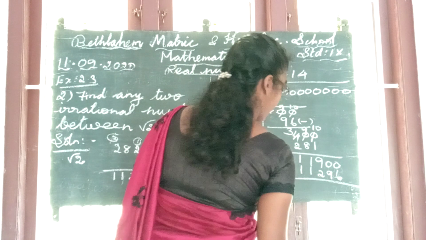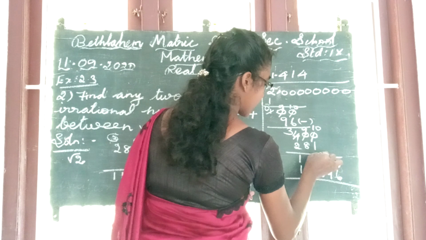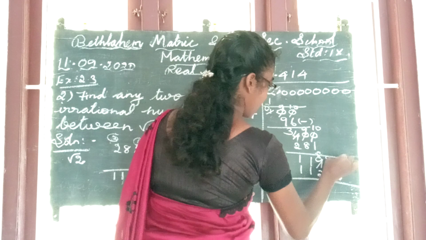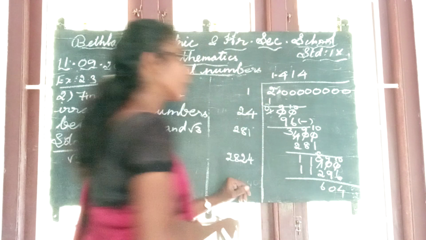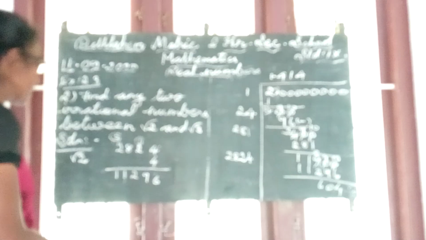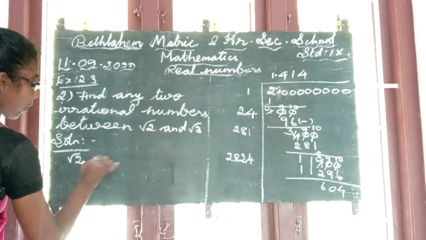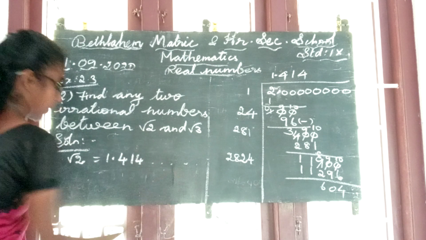Next, 11,296. Subtracting time here. What will be 8, 9, 10. So 4, 0, 6. Then also you can take it. What is the decimal expansion of root 2? 1.414 etc. It is going on.